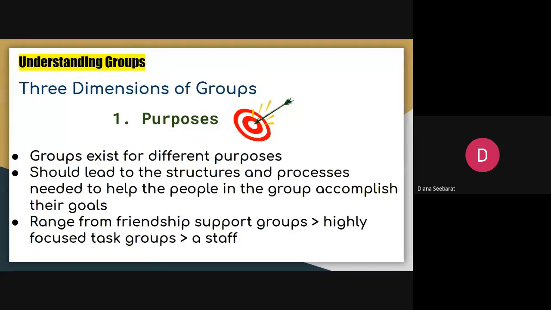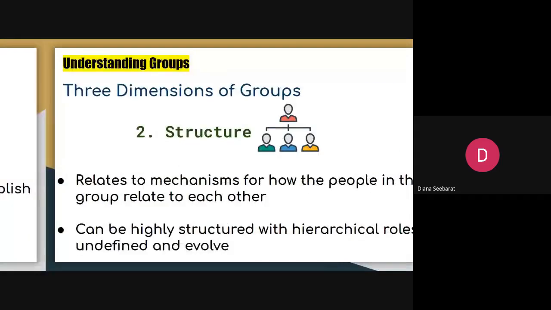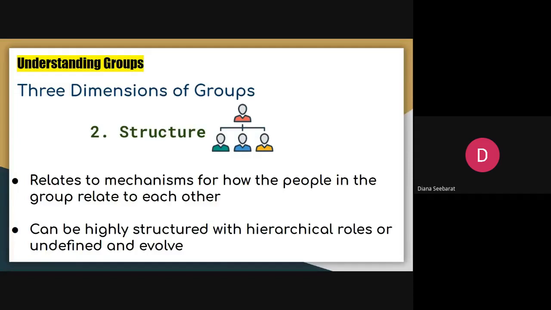The second dimension is structure, and structure relates to mechanisms for how the people in the group relate to each other. And some groups are highly structured with hierarchical roles or positions, and others are undefined and evolve.